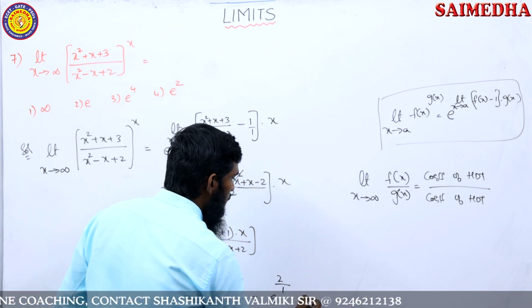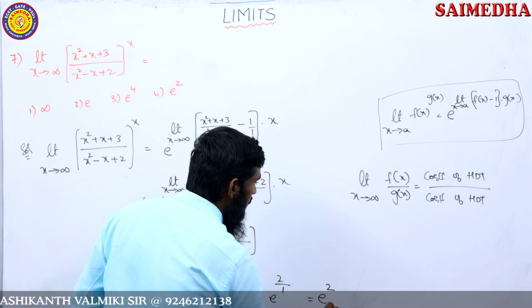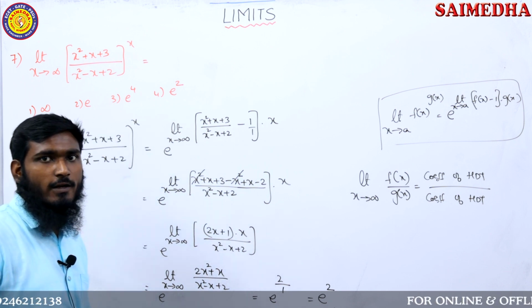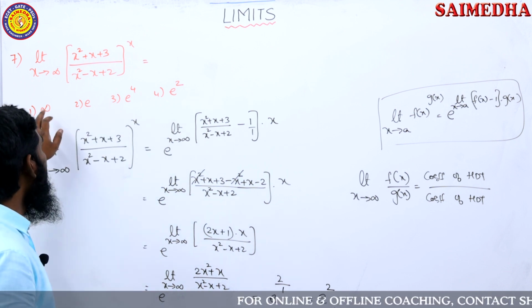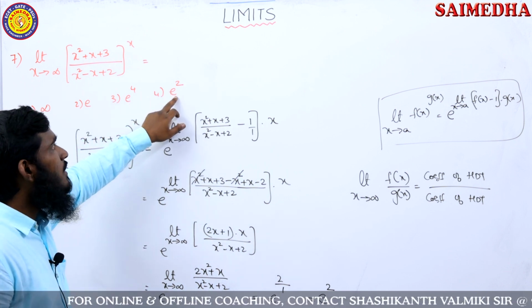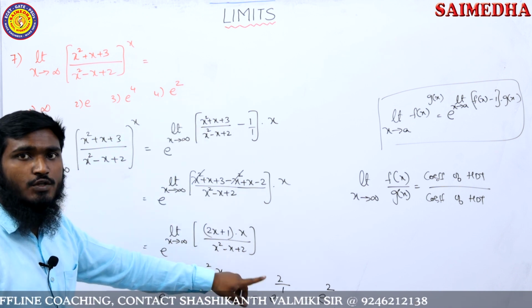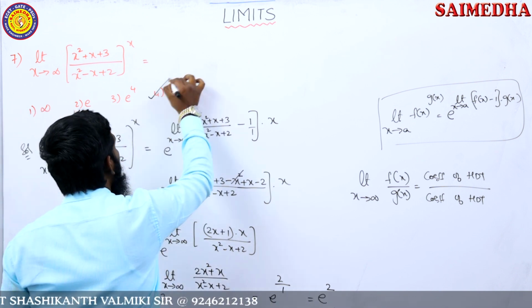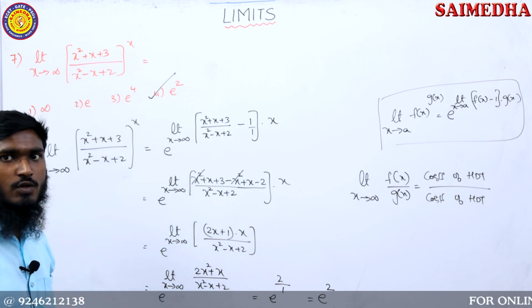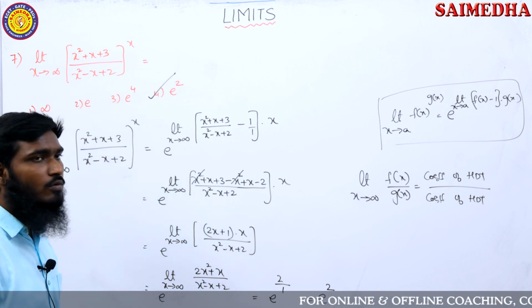So e power 2 by 1 is equal to e power 2, or else e square. Is it clear? Now let us see the options: infinity, e power 4 and e square. What answer are we getting? e square. So let us go with option 4, which is equal to e square. Understood, all of you? Now pause the video and note it down.